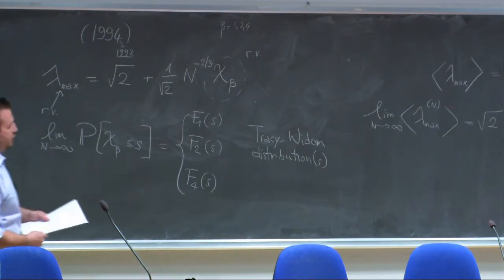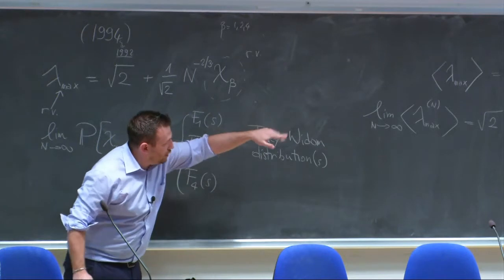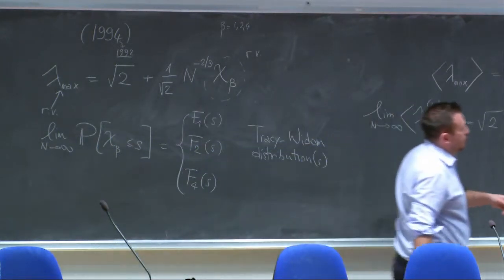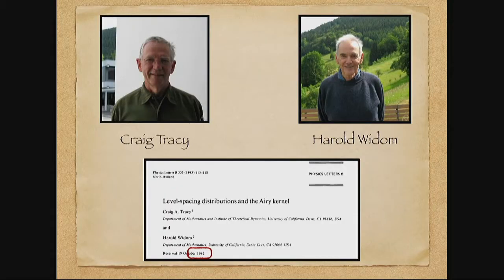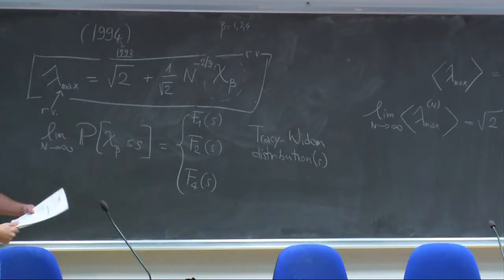Okay, so this result was proven by these two gentlemen here, you can see, Craig Tracy and Harold Widom, between '92 and '94, so the most complete version of their work appeared in 1994. Okay, so they managed to compute the limiting distribution of the largest eigenvalue of Gaussian matrices in this scaling limit.